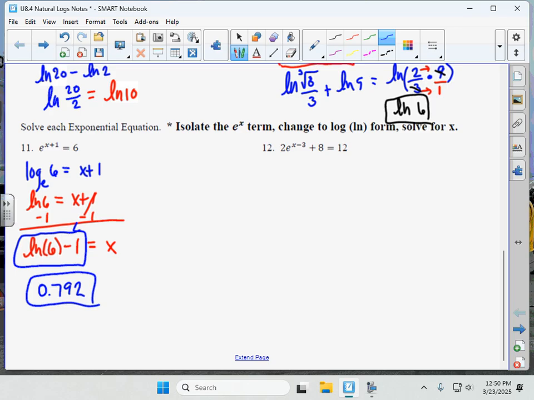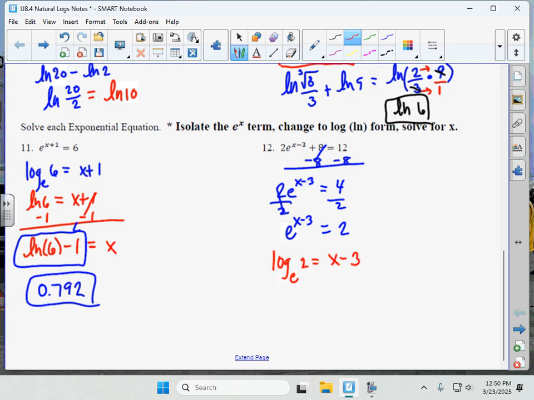All right, number 12. Again, we're going to isolate that e to the x minus 3 part. That's the term that we're isolating. So here we're going to subtract 8 first. So 2 times e to the x minus 3 equals 12 minus 8, which is 4. Then we can divide both sides by 2. So e to the x minus 3 equals 2. All right, so now we have the e to the x term isolated, so now we can change the form. So log base e of 2 equals x minus 3. That's ln 2 equals x minus 3.